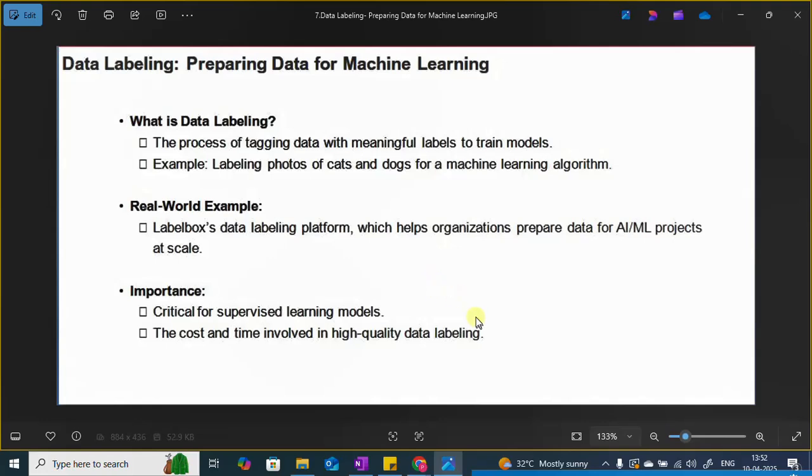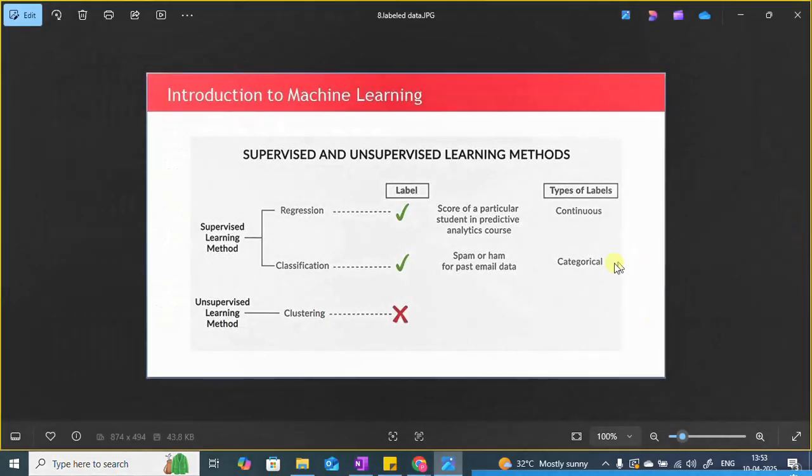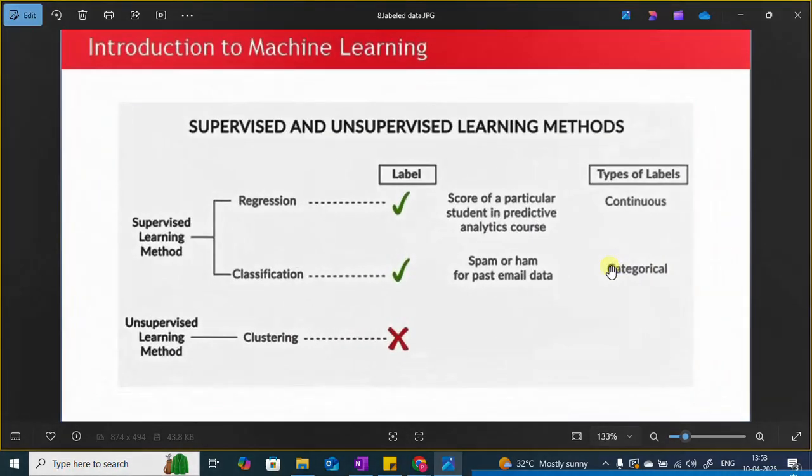So data labeling, I will explain. As part of machine learning, there are two different concepts: supervised machine learning and unsupervised machine learning. In supervised machine learning, generally we use labeled data. But in unsupervised machine learning, we use unlabeled data. That will be explained going forward. You can see supervised and unsupervised learning. In supervised, which comes under regression and classification, both use labeled data. Unsupervised machine learning, which is used for clustering, uses unlabeled data. I mean, labeled data is not required.